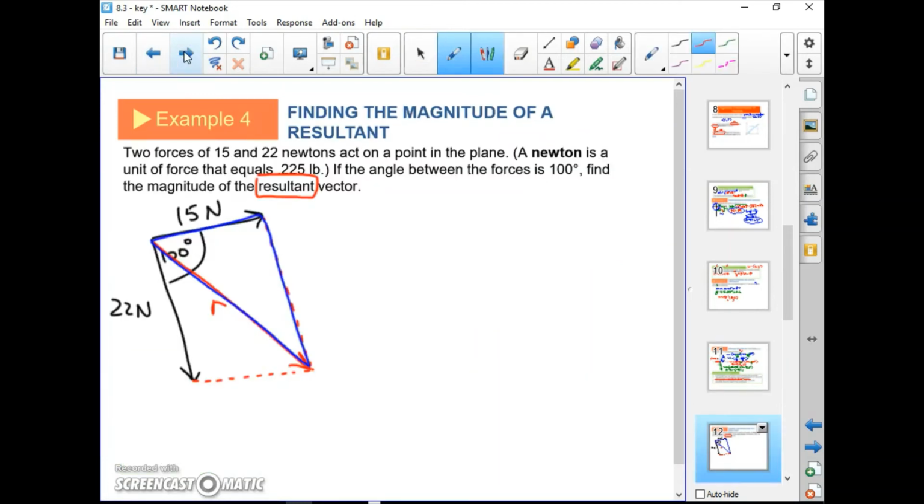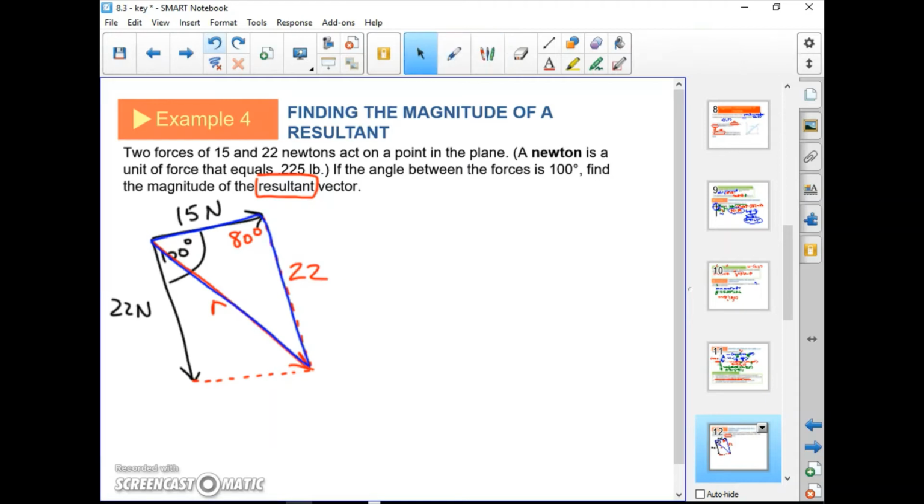And so when I look at this parallelogram, I know that this angle right here is 100 degrees. This angle and this angle are supplementary. I know those two angles add up to 180, and that tells me that that missing angle was 80 degrees. That's huge. I also know, because opposite sides are congruent, I know that side is 22.